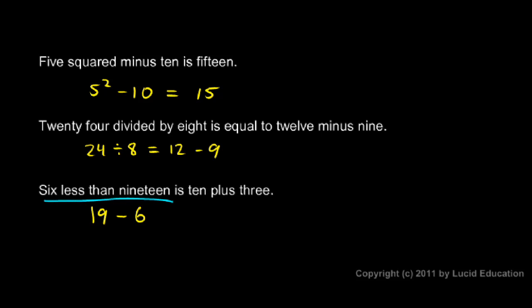6 less than 19. So 6 less than 19 is, the "is" becomes an equal sign. On the right, 10 plus 3. So 6 less than 19 is 10 plus 3.